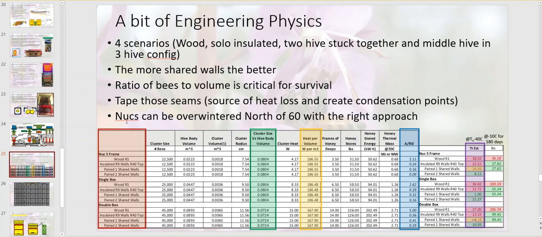And nucs can be overwintered north of 60, because that nuc that I overwintered did well. It had plenty of stores left at the end of the season.